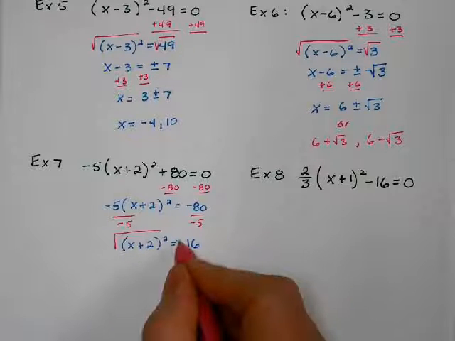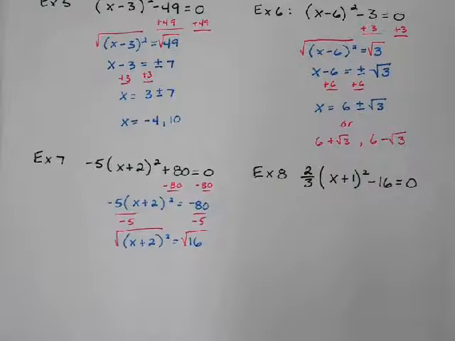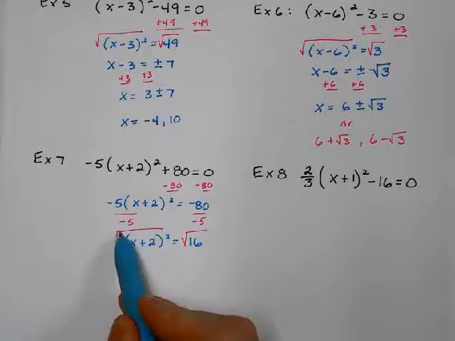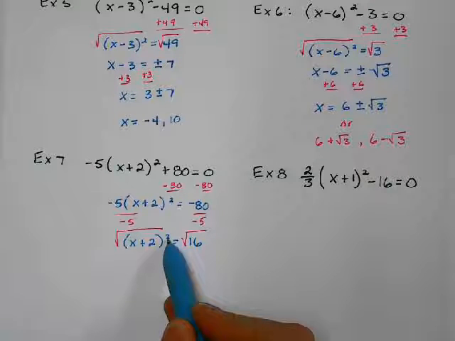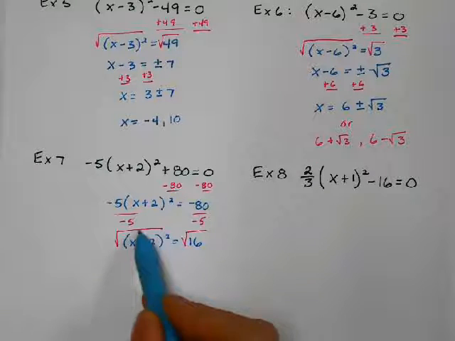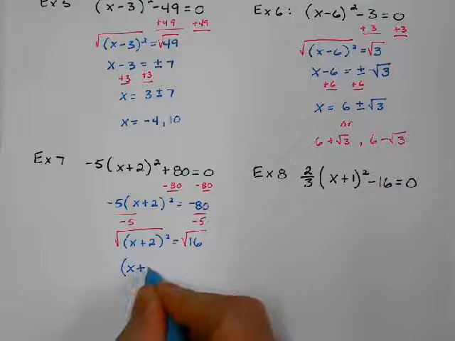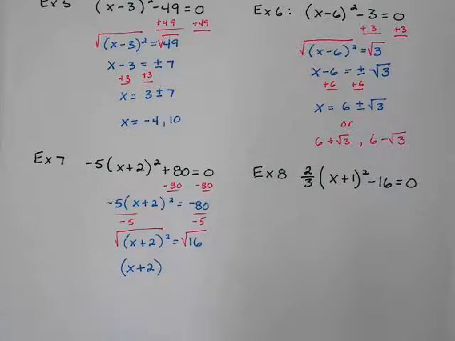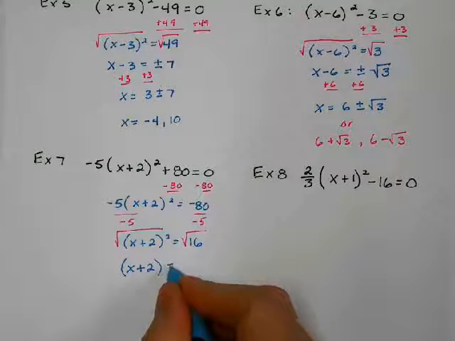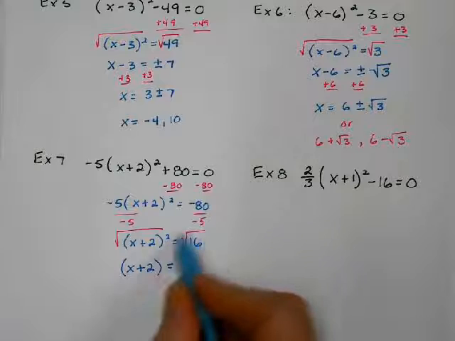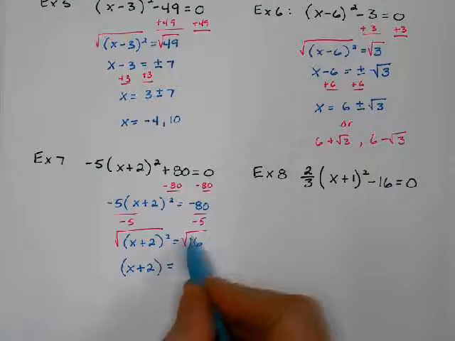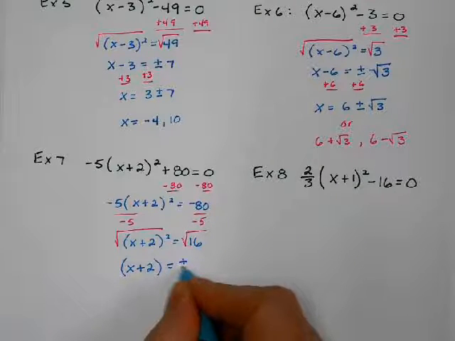Okay, the square root offsets the squaring because they're opposite operations. So I end up with (x plus 2) over here. I don't know why I put the parentheses around it, just because I did. All right, and then over here, remember it's plus or minus because I took the square root of both sides. So plus or minus, and this one does reduce. It reduces to 4.